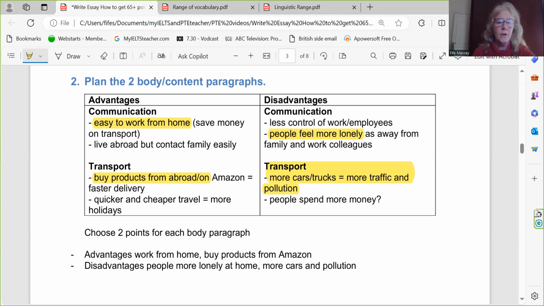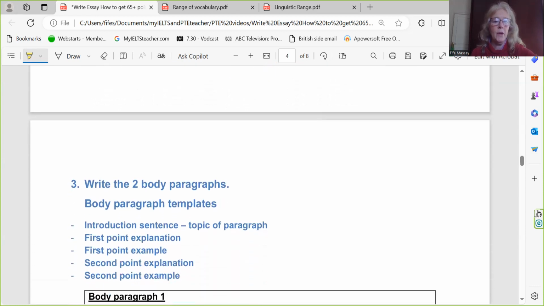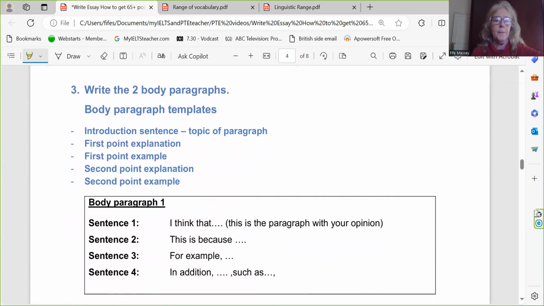All right, let's now translate those ideas into body paragraphs. How are we going to do that? There's a formula for writing a body or a content paragraph. You can see there in blue, I need to have an introduction sentence to my paragraph, telling the reader what the topic is. I then need to have a first point and explain it with an example. The second point explained with an example. Beneath that, we have a template. These are sentences that you could use in any essay, and you just change the content that comes after them.